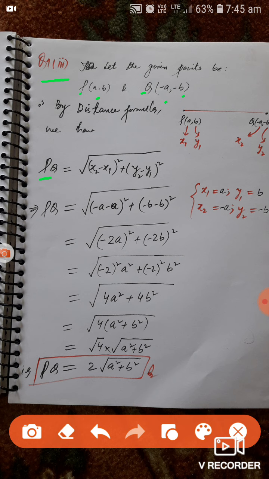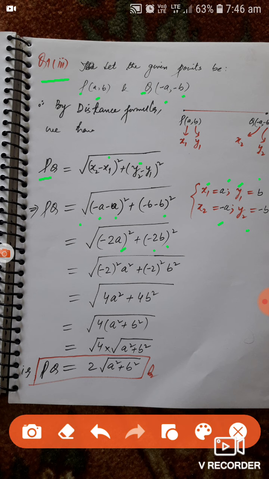We use the distance formula as we used earlier, that is equal to the square root of x2 minus x1 whole square plus y2 minus y1 whole square. Now we have x1 is equal to a and y1 is equal to b. Similarly x2 is equal to minus a and y2 is equal to minus b. Now we will use these values for the coordinates in the formula. We will get PQ will be equal to square root of minus a whole square plus minus b whole square. Minus a means minus 1 times a whole square, and minus b means minus 1 times b whole square.